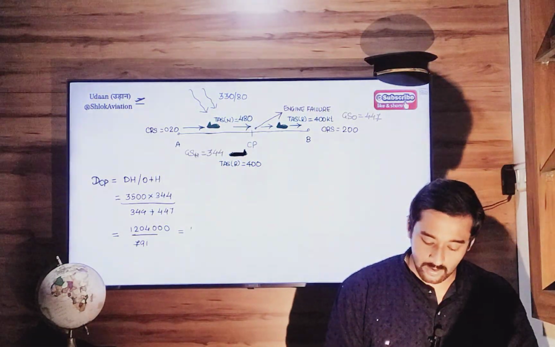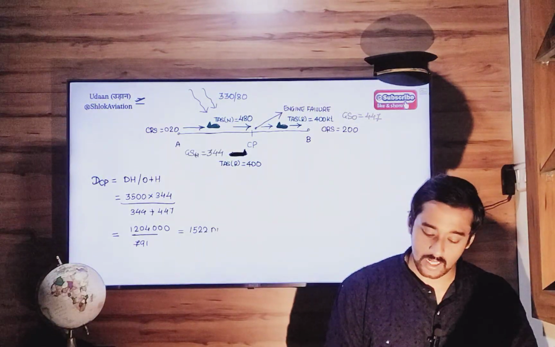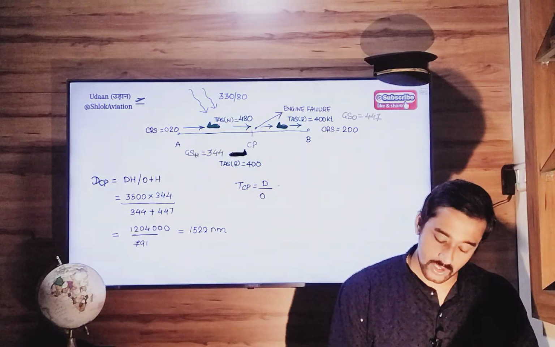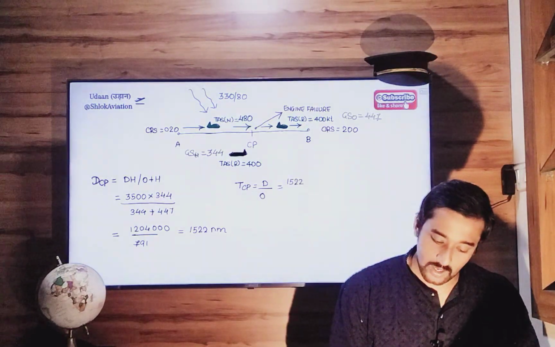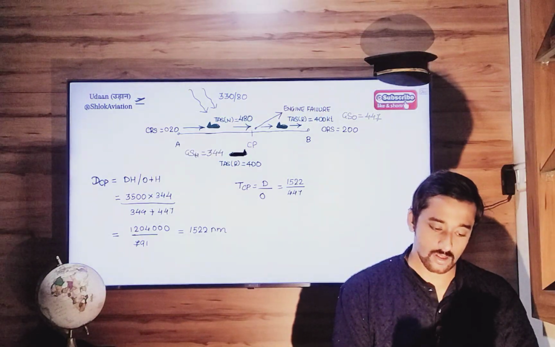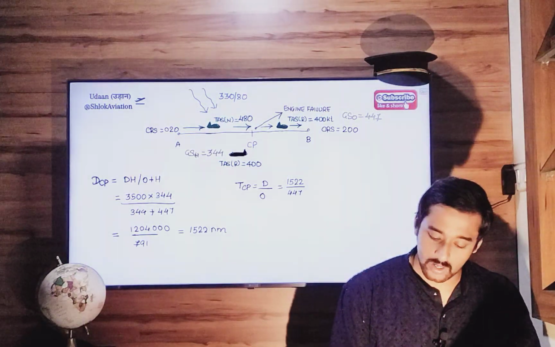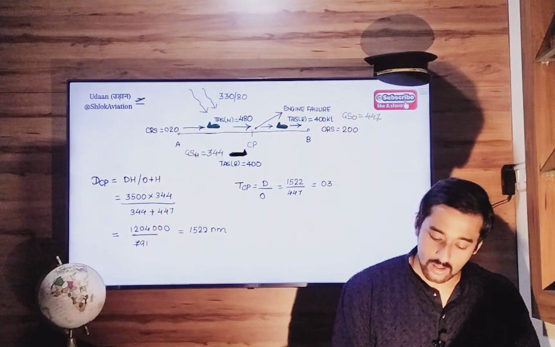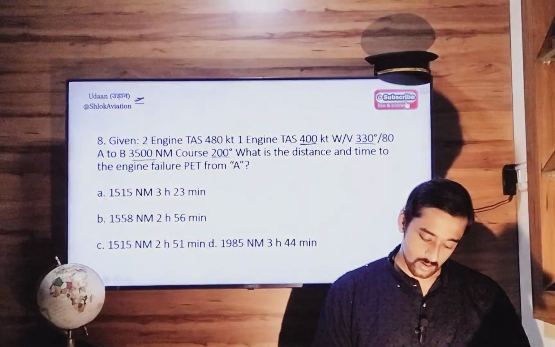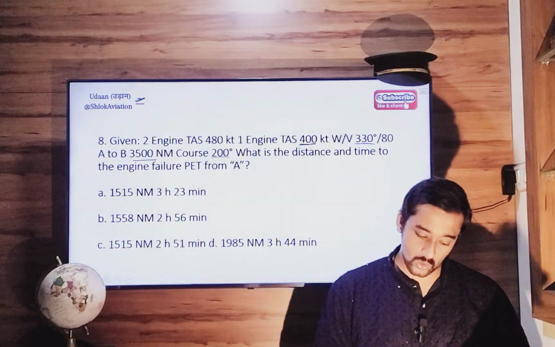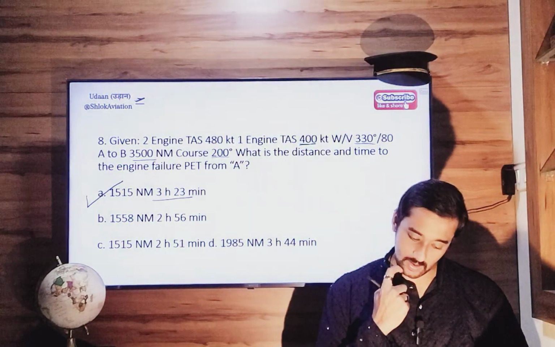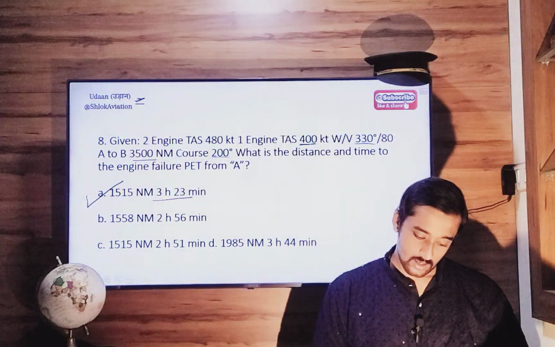So 1522 nautical miles. Time to CP is distance to CP divided by outbound speed. So 1522 divided by outbound speed of 447, which is 3 hours 24 minutes. So the closest option is 1522 and 3 hours 24 minutes. Okay, so option A.